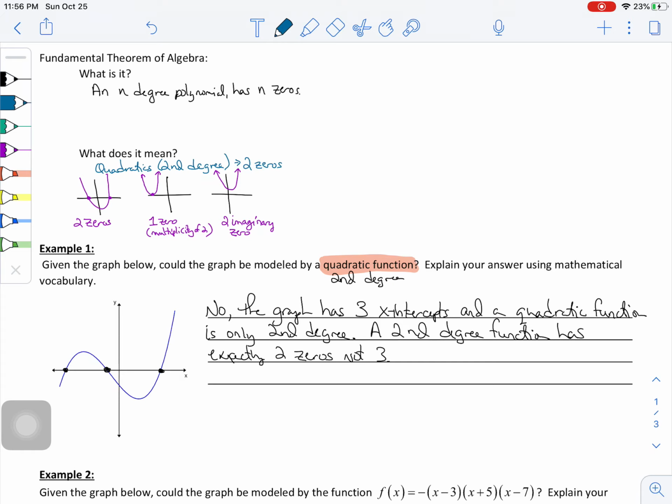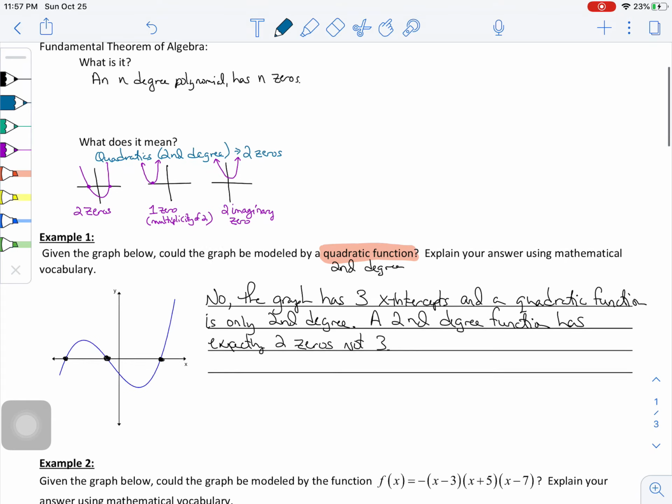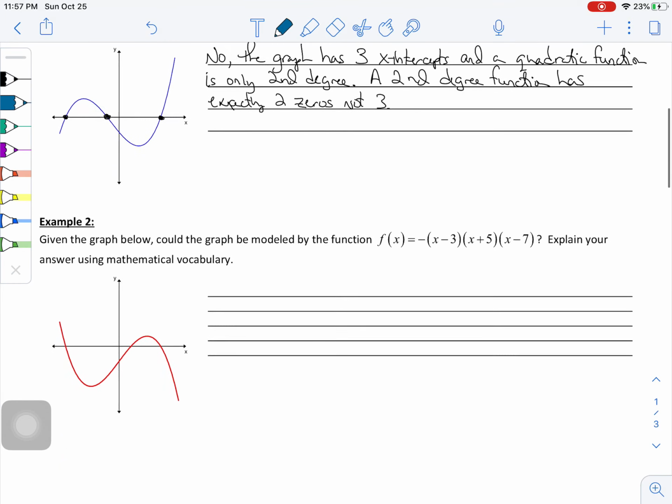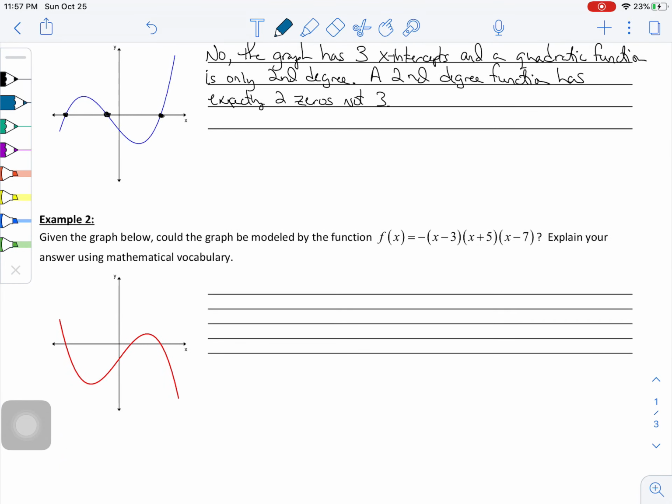But make sure that when you're explaining it, you're using the mathematical vocabulary. So the graph has 3 x-intercepts, a quadratic function is only second degree, and a second degree function has exactly 2 roots, not 3. All right, so example number 2: given the graph below, could the graph be modeled by the function negative, parentheses x minus 3, times the quantity x plus 5, times the quantity x minus 7? Explain your answer using mathematical vocabulary.